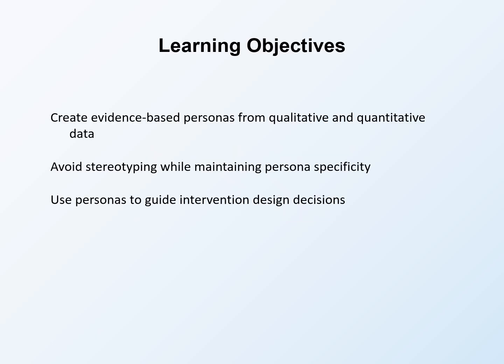By the end of this lesson, you'll accomplish 3 objectives. First, create evidence-based personas from qualitative and quantitative data. Your personas will be grounded in research, not assumption. Second, avoid stereotyping while maintaining persona specificity. This is a delicate balance. Personas need to be specific enough to be useful, but not so narrow that they become caricatures.